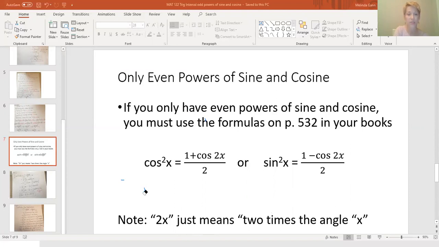I'm fixing the corrections from the last one. On those substitutions, cosine squared is 1 plus cosine of twice that angle over 2. Sine squared is 1 minus the cosine of twice that angle over 2. These substitutions look almost the same, except one's a plus on the top and one's a minus. When it's cosine, it stays a plus. When it's sine, the sign switches to minus.